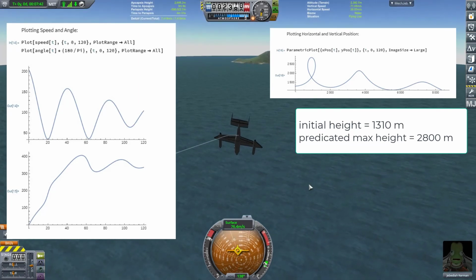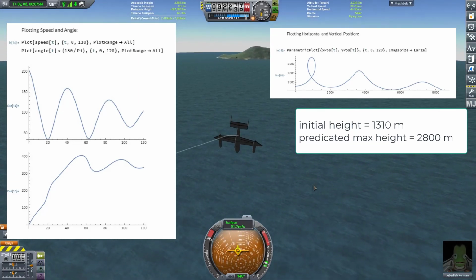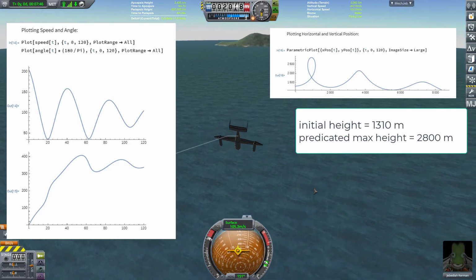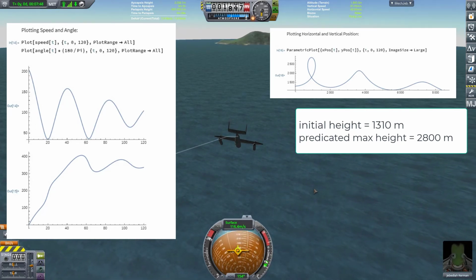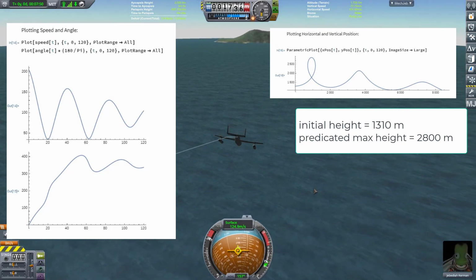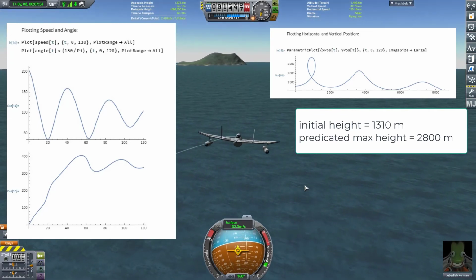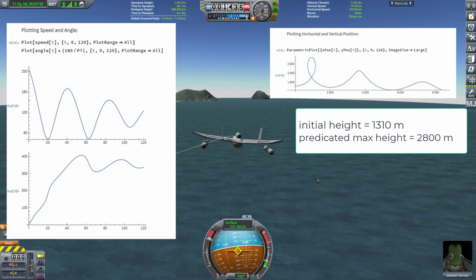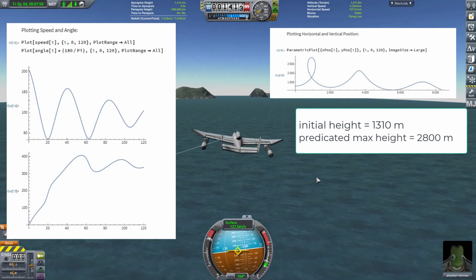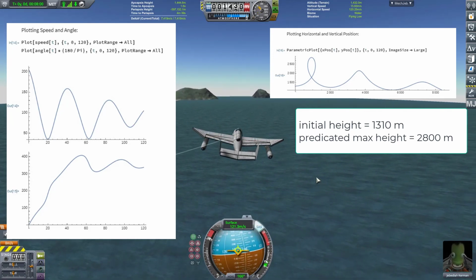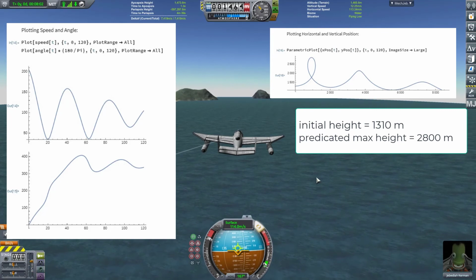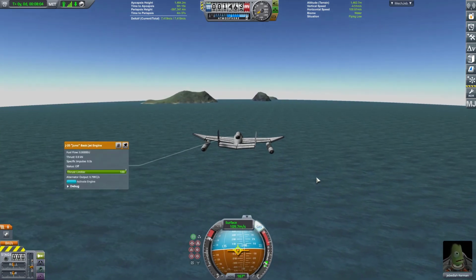And now as it's falling, it's picking up speed again. And the lift is going to bring it back. It's going to recover and level off again. So I think that's all pretty good work for Jeb, the test pilot. And thank you, Jeb. Let's return this plane.